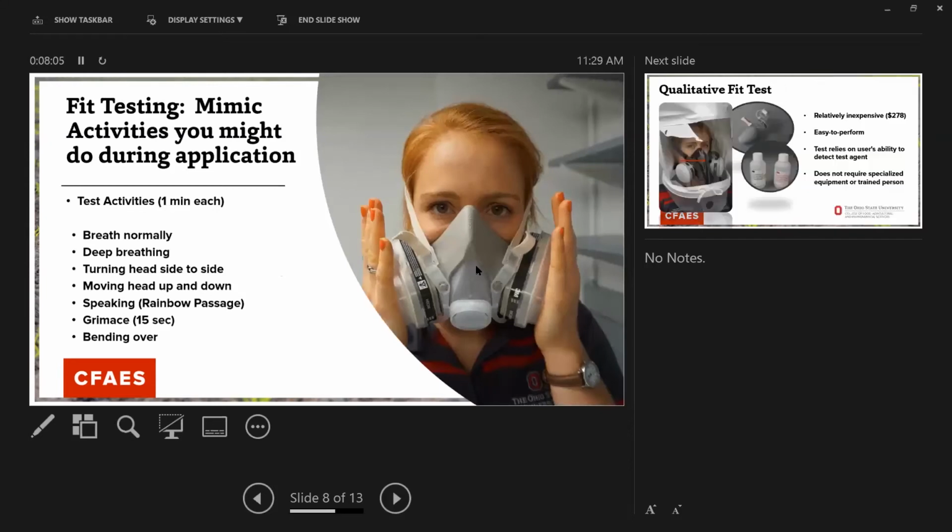So what is the purpose of a fit test? Again, it's to ensure that the respirator is providing you with the intended protections. So during the fit test, you're going to be doing things that might mimic activities you would do during an application. Each test is to be performed for 1 minute, including breathing normally, deep breathing, turning your head side to side. Again, just motions or activities that you would do while wearing that respirator, making an application.